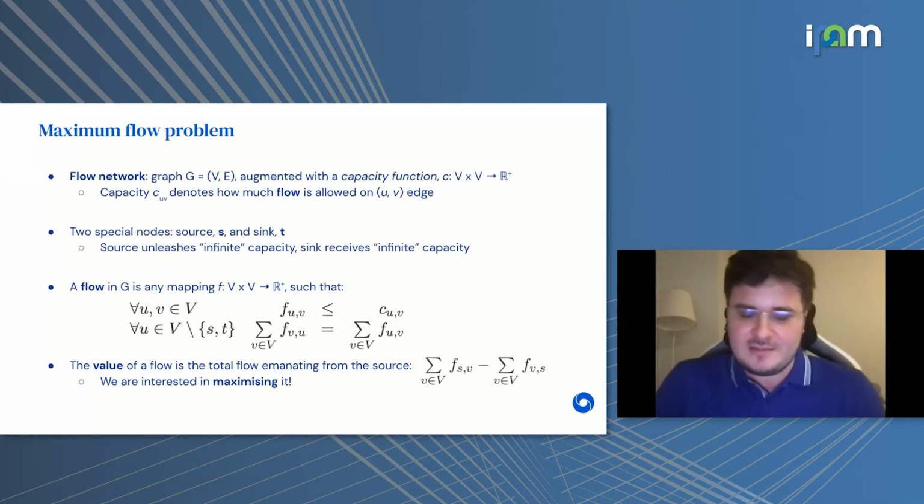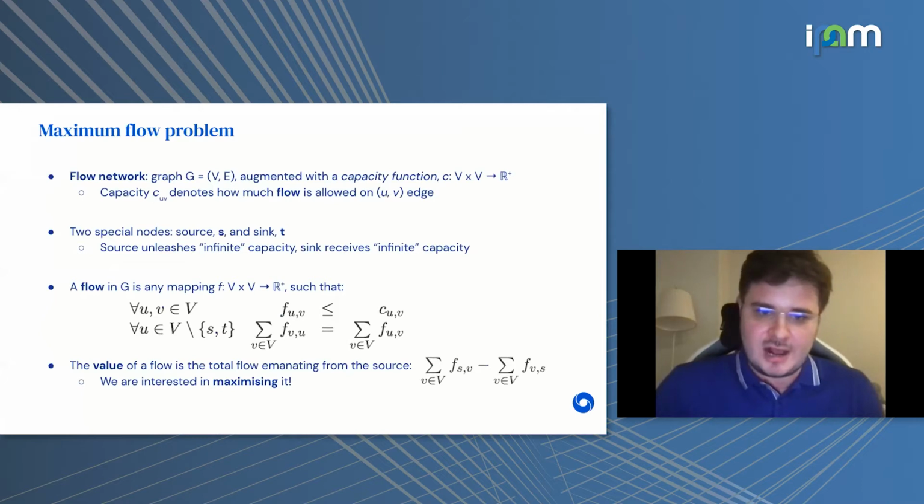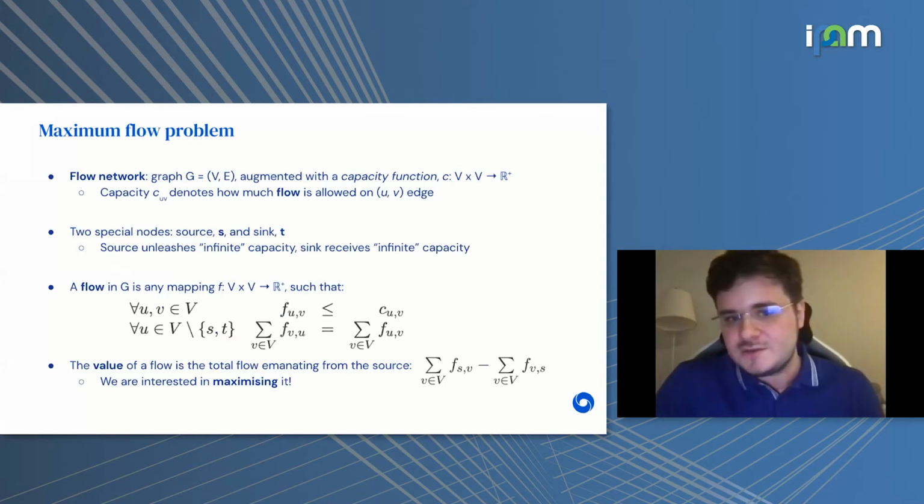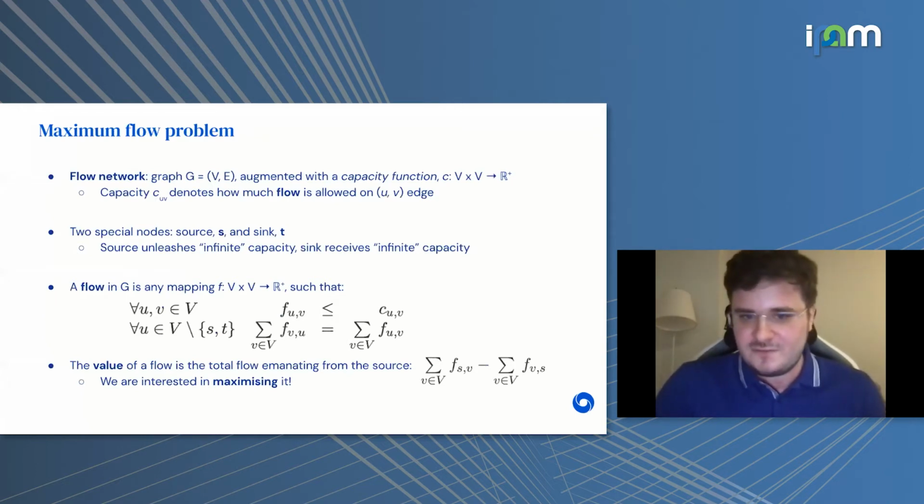Specifically, I've been looking at the maximum flow problem, which should be familiar to many of you. Just real quick, we can specify an input to a flow problem using flow networks, which are graphs that are augmented with a capacity function. A capacity for every pair of nodes will tell you how much flow you are allowed to unleash along that edge. Two vertices in the graph are special: the source S and the sink T. The source can unleash infinite flow and the sink receives infinite flow.